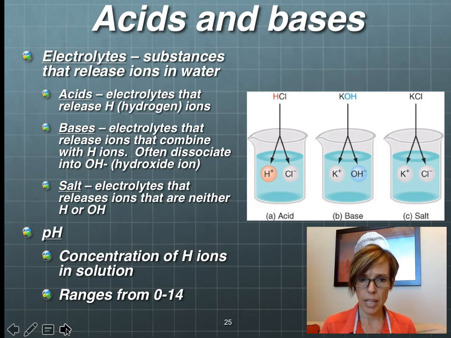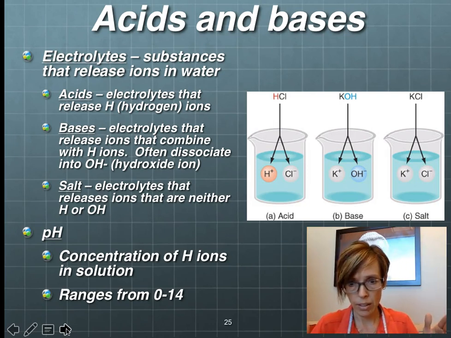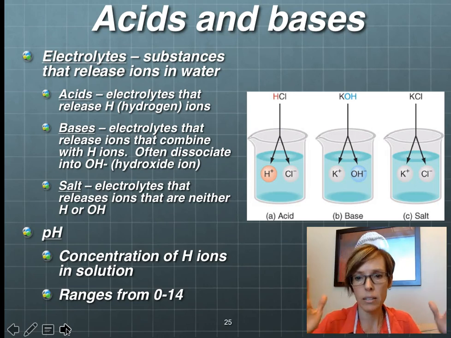When we talk about pH, what we're going to be focusing in on is the concentration of hydrogen ions in the solution. Okay, so we're going to be talking about how much, what is the concentration? How many of these hydrogen ions do we actually have in solution? All right, and our pH ranges from 0 to 14. There is no 15, there's no -1, it's 0 to 14. That's it.